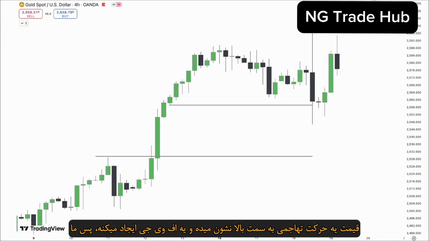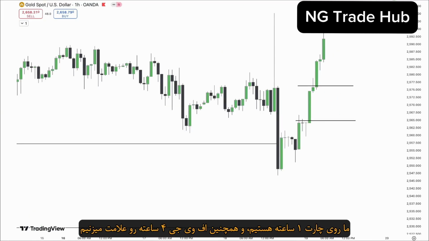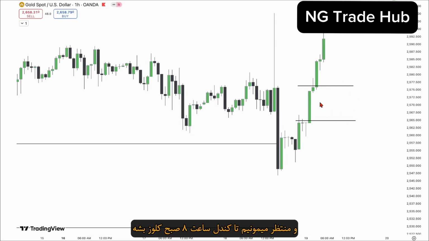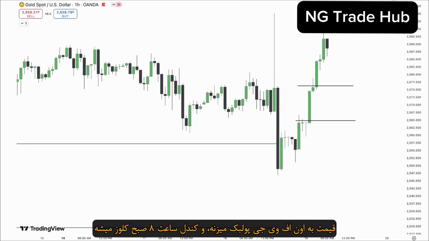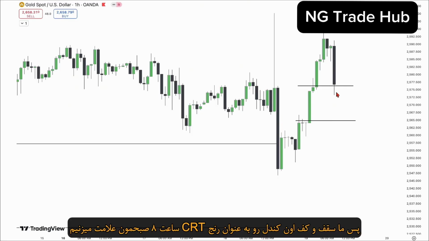Price shows an aggressive upward move and creates a fair value gap, so we mark out that fair value gap and switch to the hourly chart. We are on the 1-hour chart, and we also mark the 4-hour fair value gap, and we wait for the 8 a.m. candle to close. Price retraces back to that fair value gap, and the 8 a.m. candle closes, and price respects the fair value gap.